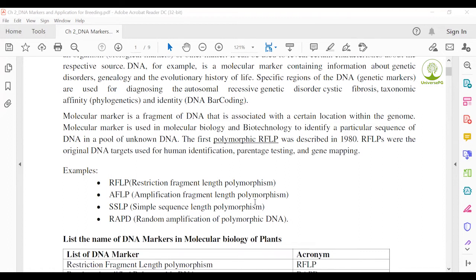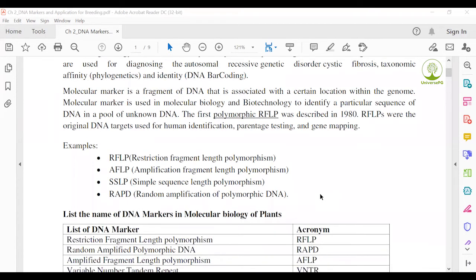The full names also: RFLP, restriction fragment length polymorphism; AFLP, amplification fragment length polymorphism; SSLP, simple sequence length polymorphism; RAPD, random amplification of polymorphic DNA. These are molecular marker examples.